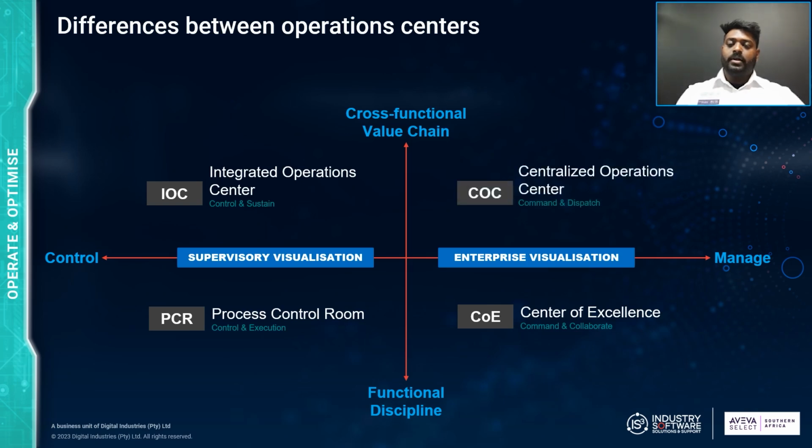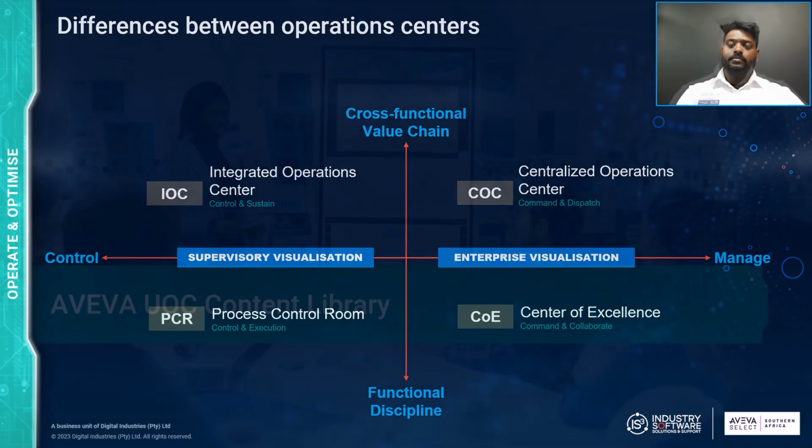And lastly, at the top right, we have the Centralized Operations Centre, which is used as an enterprise-level system converging IT, OT, ET data across the entire business value chain, aiding in business decision support and dispatching operational commands.